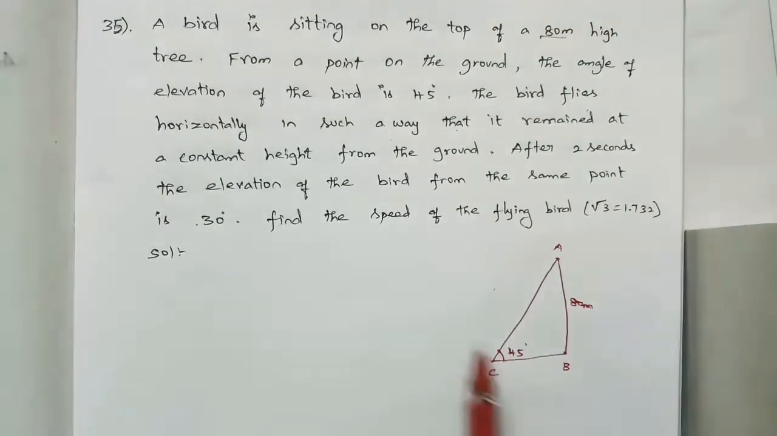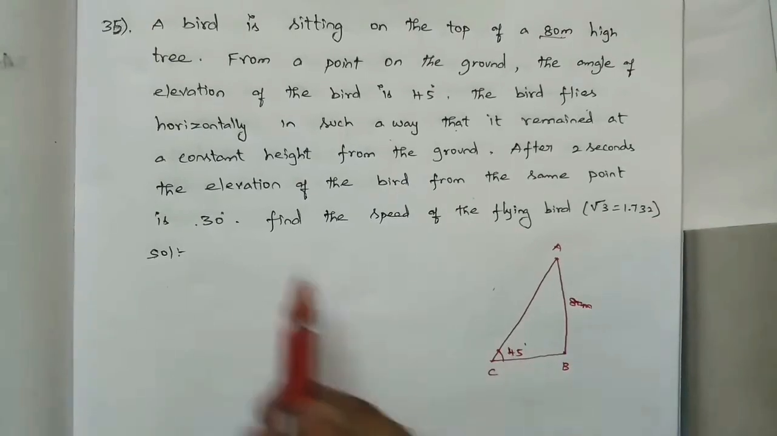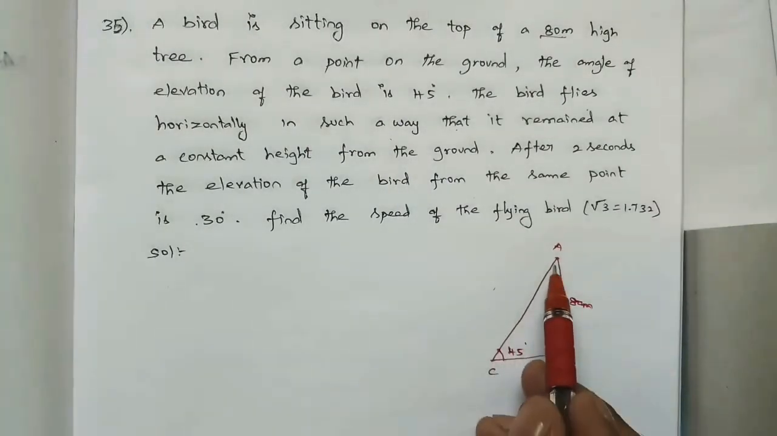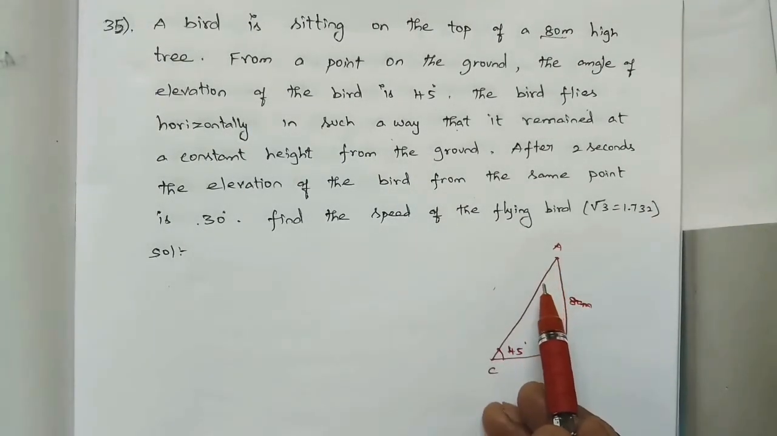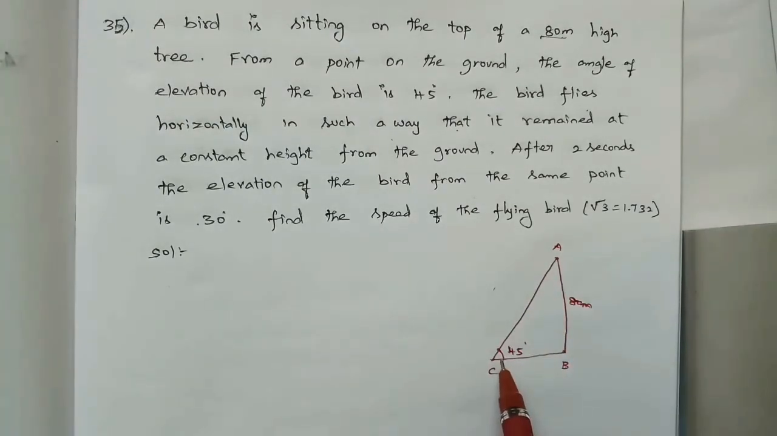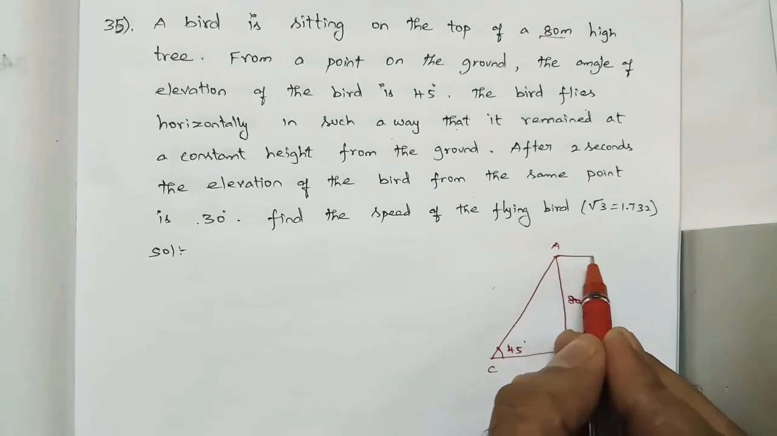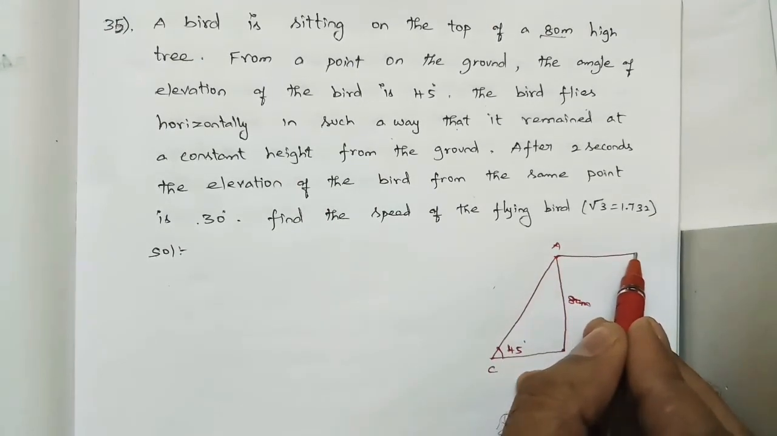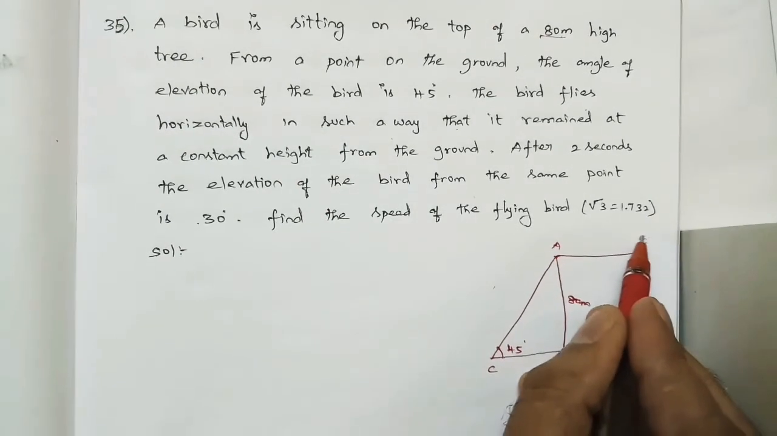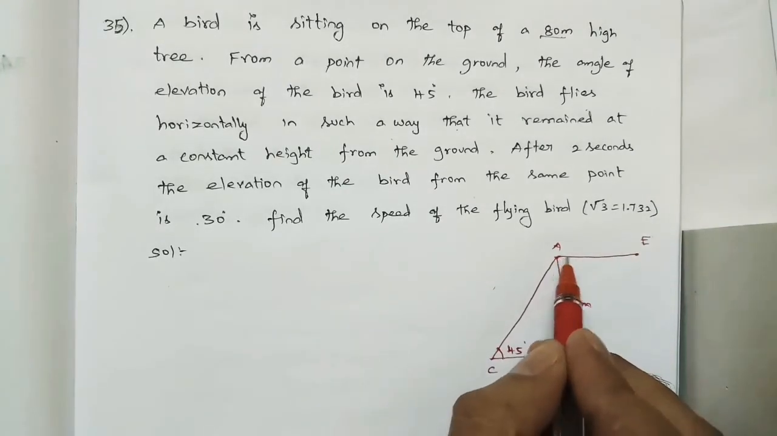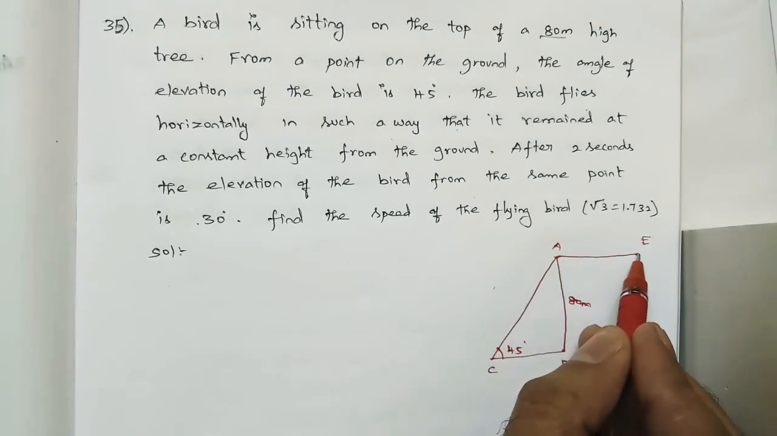But already what is the angle? 45 degrees. Now the angle is reduced, right? So the bird has flown far away from the point. So it's flying on this side, and the point E is where, after 2 seconds, the bird has flown to.